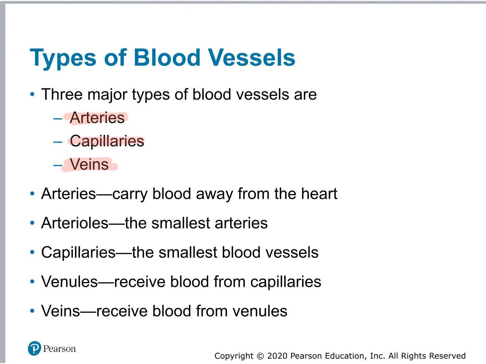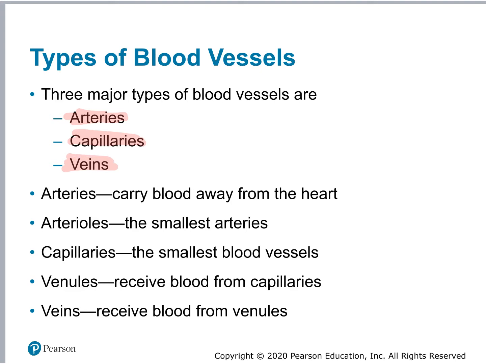The definition of an artery is a blood vessel that carries blood away from the heart. Now, I just want to stress that not all blood that's in an artery is oxygen-rich blood, because the pulmonary arteries are carrying oxygen-poor blood from the heart to the lungs. The capillaries are the blood vessels for exchange of nutrients and wastes. So the capillaries can drop off the nutrients to the tissues and then pick up the wastes from the tissues.